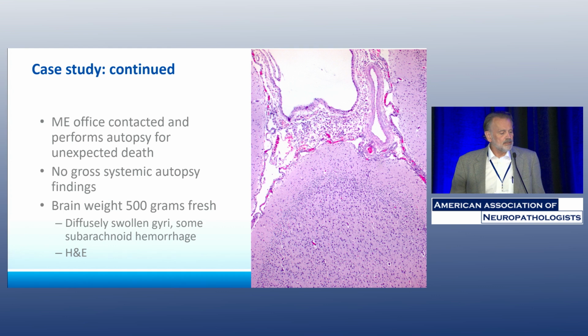Since it was a sudden and unexpected death, they went to the medical examiner, who performed the autopsy and didn't find anything grossly abnormal, although the brain was quite heavy at 500 grams and readily discerned as swollen, with a little bit of subarachnoid hemorrhage. And this is the H&E stained section of the brain, looking at the cortex.